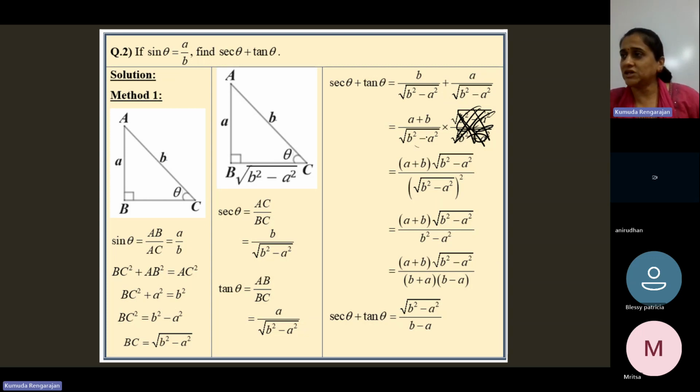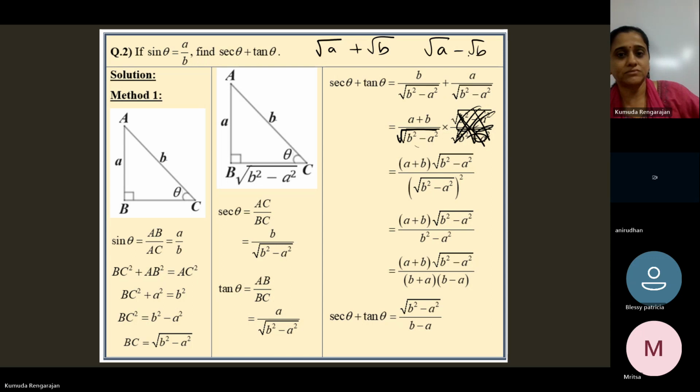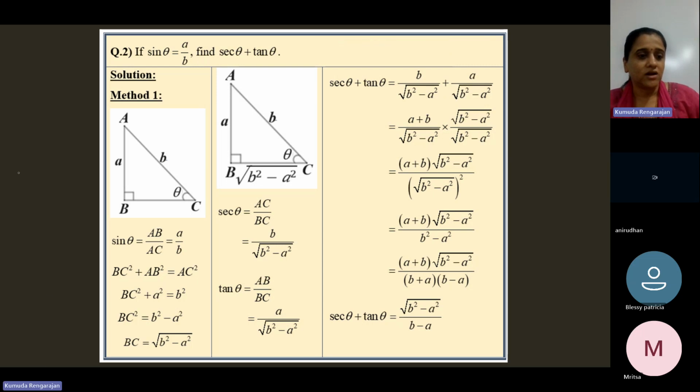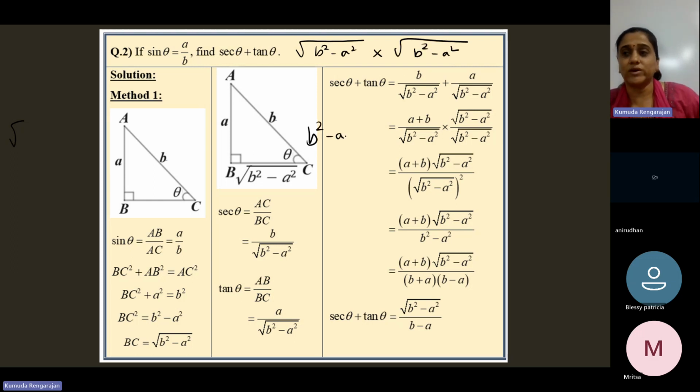Now the denominator is irrational. It has a square root symbol, so you'll have to get rid of that. For that, you'll have to multiply and divide by its conjugate. If it is root A plus root B, then you multiply and divide by root A minus root B. Here, root of B square minus A square into root of B square minus A square will be B square minus A square. See, root 2 into root 2 is what? Root 2 the whole square, which is 2.